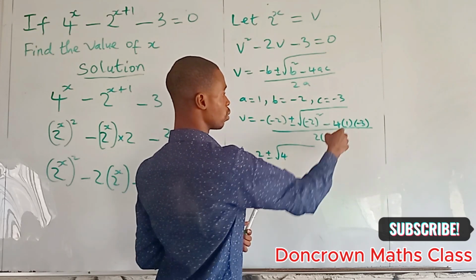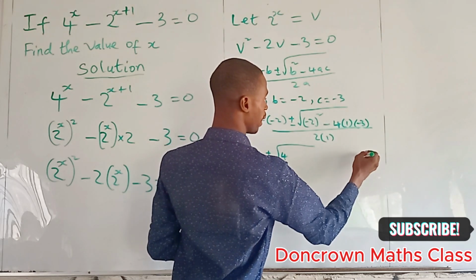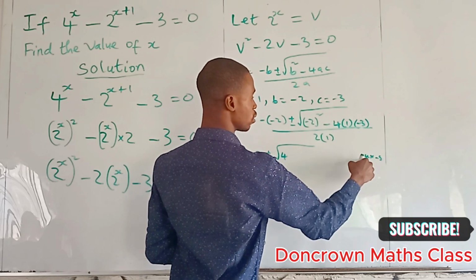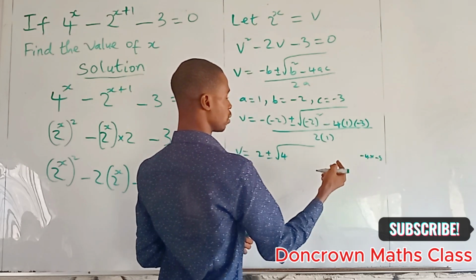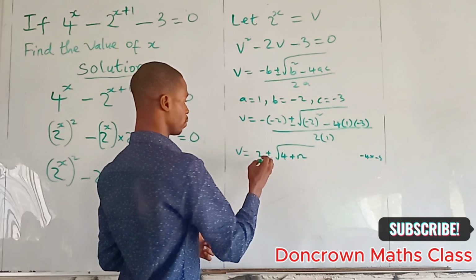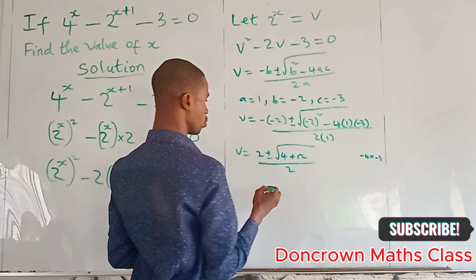Minus 4. So that minus 4 multiplied by this minus 3. So minus 4 times minus 3. Minus times minus is plus. So 4 times 3 will give us 12. So we have plus 12. You get that now? So all over 2 times 1, which is 2.